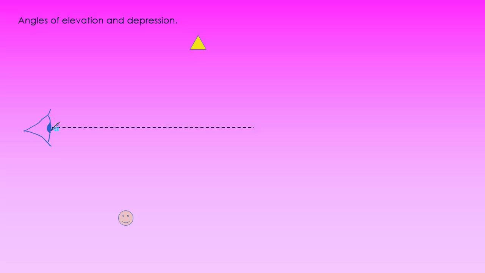If this is your eye and you're looking directly horizontal, an angle of elevation is the angle at which you'd need to look upwards to see something. So to see this yellow triangle up here, this would be your angle of elevation. Let's call it E. An angle of depression is the angle that you'd need to look down from the horizontal to see an object. For example, this smiley face here. So this angle here is the angle of depression.